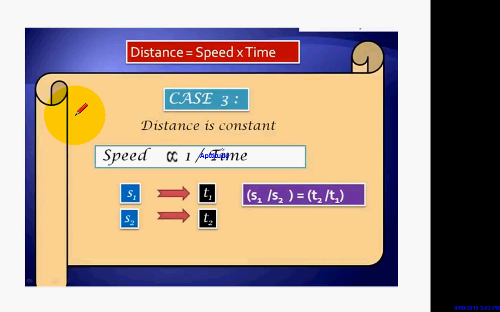So that is the ratio. How to compare these two variables? The ratio of these two variables can be written as S1 by S2 is equal to T2 by T1. I have not written it as T1 by T2 because it is not directly proportional. As it is inversely proportional to each other, we have to write the relation as S1 by S2 is equal to T2 by T1. So the speed and the time are inversely proportional.